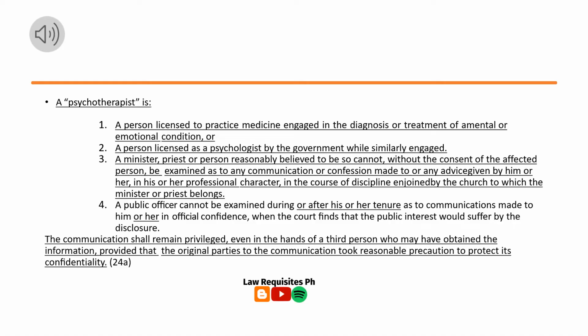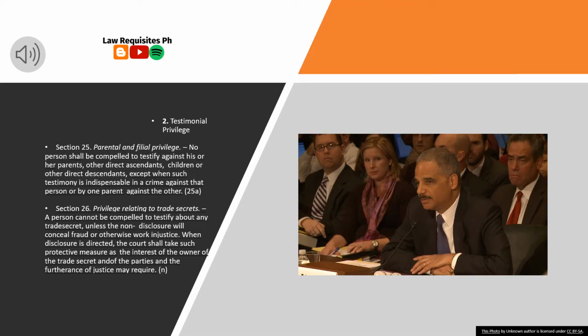24a. 2. Testimonial privilege. Section 25. Parental and filial privilege. No person shall be compelled to testify against his or her parents, other direct ascendants, children, or other direct descendants, except when such testimony is indispensable in a crime against that person or by one parent against the other. 25a. Section 26.